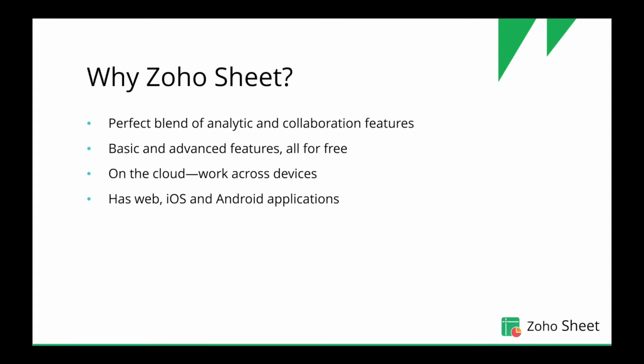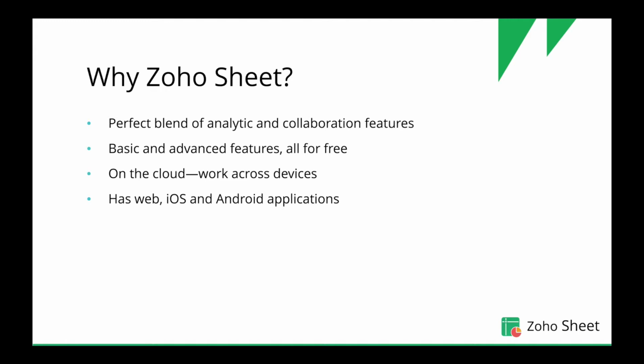So why Zoho Sheet? Zoho Sheet is an online spreadsheet application that gives you a perfect blend of analytic and collaborative features. By analytic, I mean Zoho Sheet gives you more than 350 functions by default, charts, pivot tables, pivot chart, etc. And by collaboration, Zoho Sheet gives you the ability to work in real time with your team, to make range level comments, mention your colleagues, and also to view change log based on the date, user, etc. And it provides you with all these basic and advanced features free of cost without any limitations.